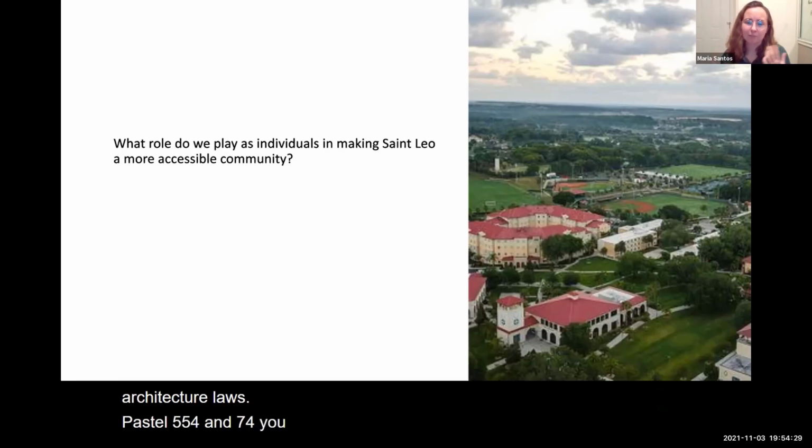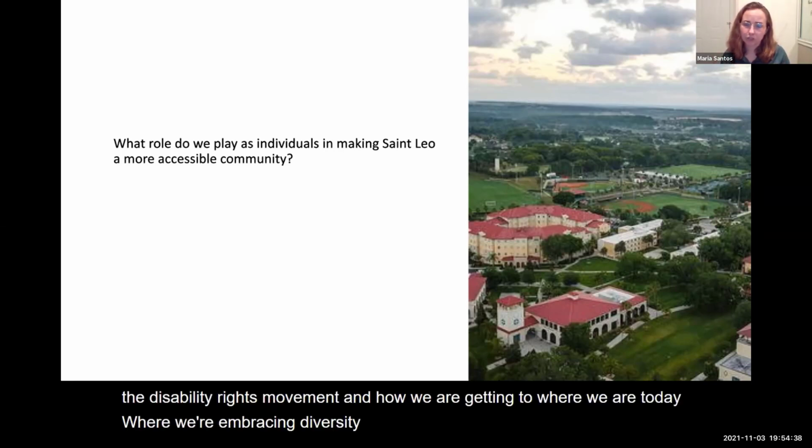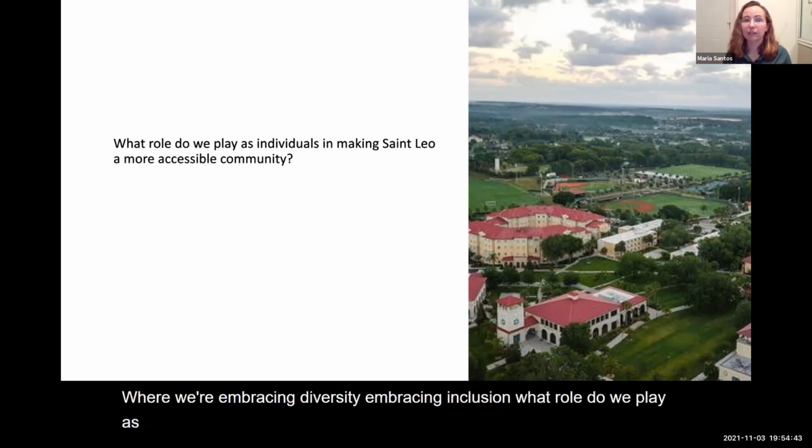Keeping these things in mind, and just this history of the disability rights movement, and how we are getting to where we are today, where we're embracing diversity, embracing inclusion. What role do we play as individuals to make St. Leo a more accessible community?